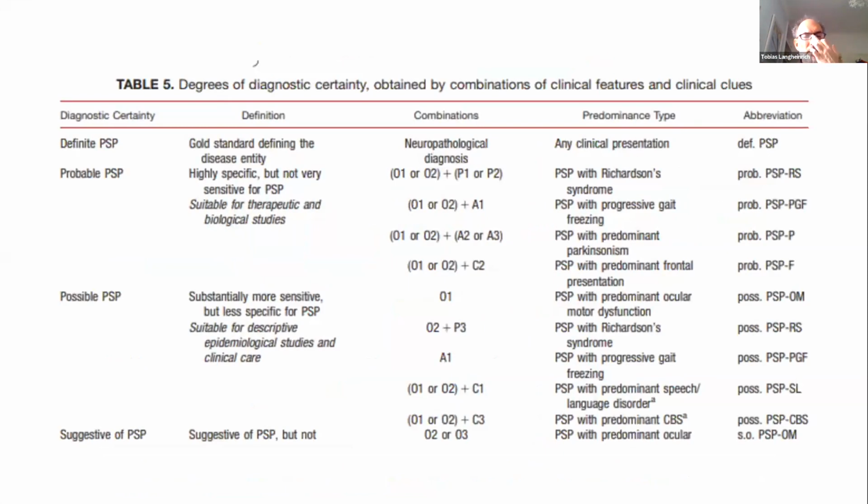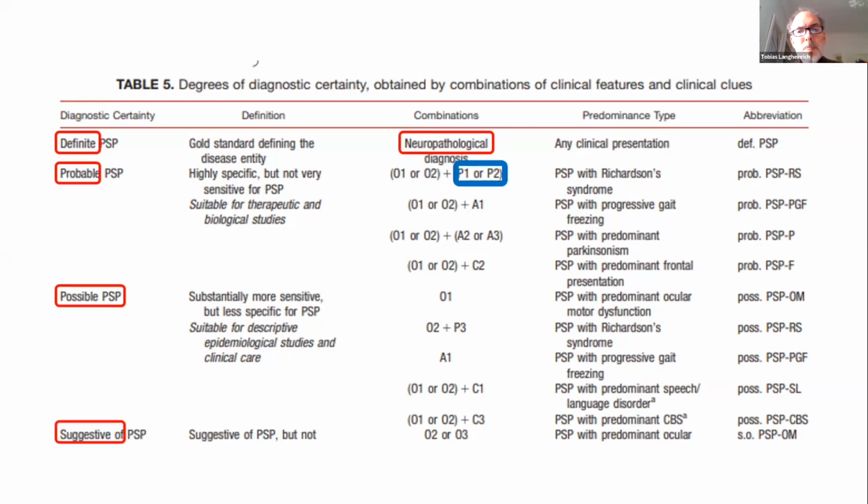Now, this is the second bit. Again, I apologize for this very full slide. Here it's rated for you, the likelihood that you have PSP. Definitive needs neuropathological diagnosis, then there's probable and possible. As I already said, P1, P2, this was your problem with falling.